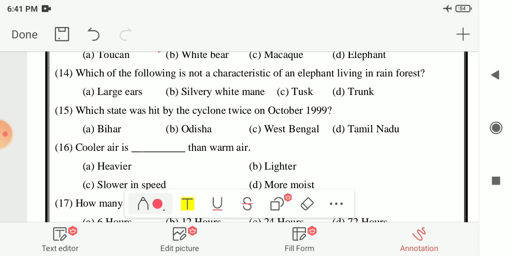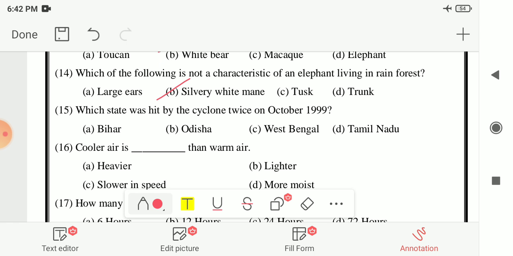Next, 14th number, which of the following is not a characteristic of an elephant living in the rainforest? The options are large ears, silvery white mane, tusk, or trunk. So here your answer is option B, that is silvery white mane. Elephants living in the tropical rainforest do not have a silvery white mane.